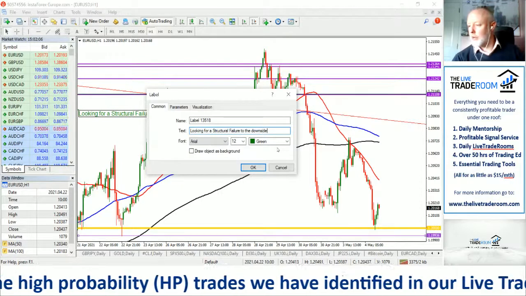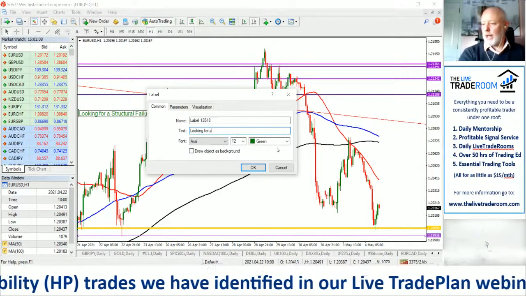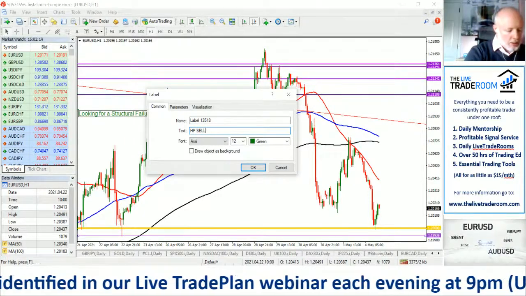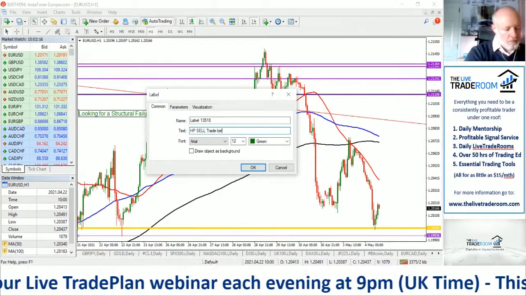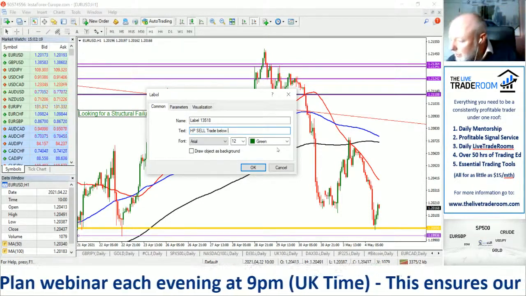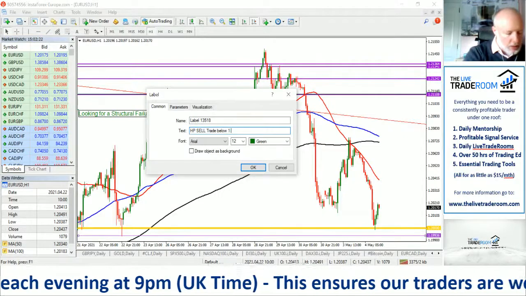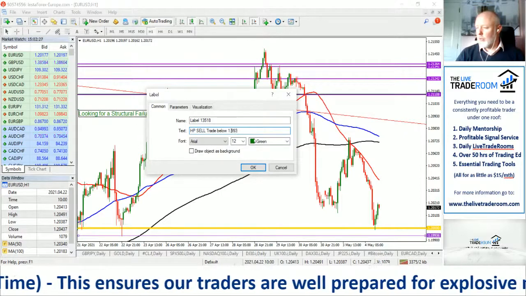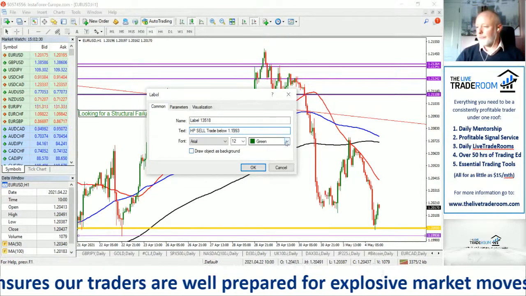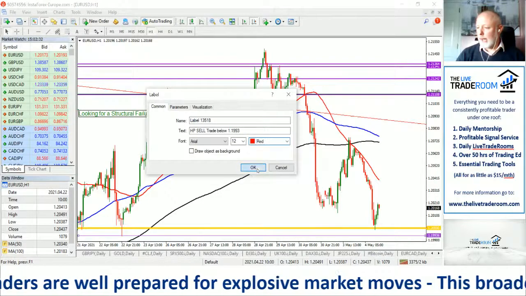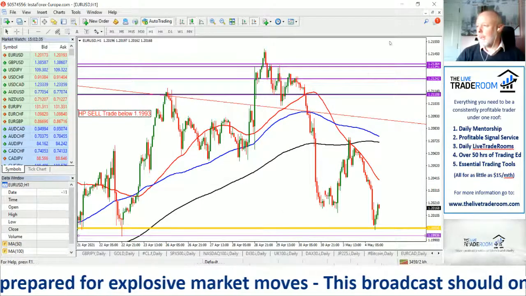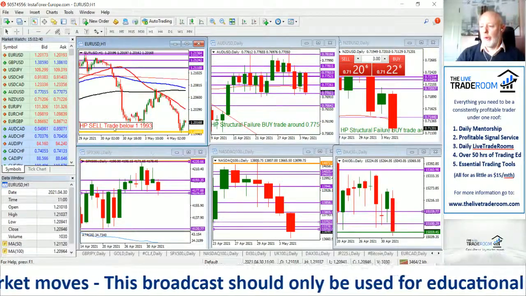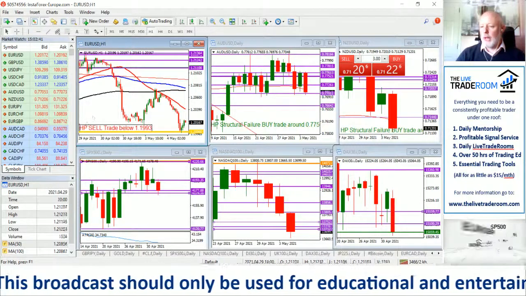In fact, we've got an actual level to get into this market now. So this is a high probability trade below the 119.93. So this is our plan for this market. So we can monitor and we can keep an eye on it. So keep an eye on that.